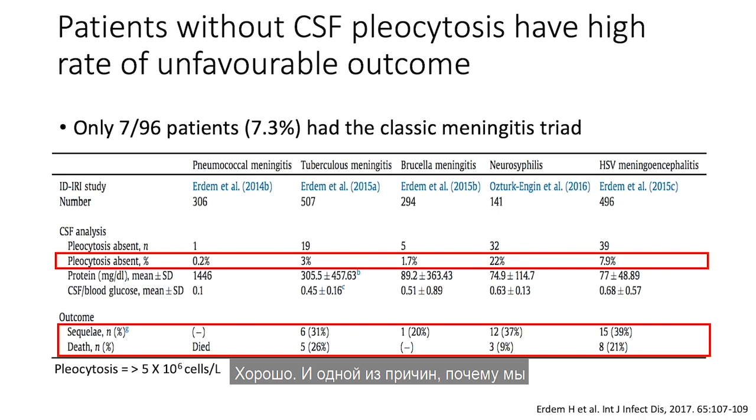And one of the reasons why we didn't restrict based on pleocytosis is that it's not uncommon, and even just the cases that were presented in the previous talk, it's not uncommon for a patient to have meningitis or encephalitis in the presence of an acellular CSF sample where there are no whites at all. And it's actually been reported that patients with no CSF pleocytosis may have a higher rate of unfavorable outcome, particularly in cases of HSV meningoencephalitis, where about 8% of these patients will have an absence of pleocytosis.